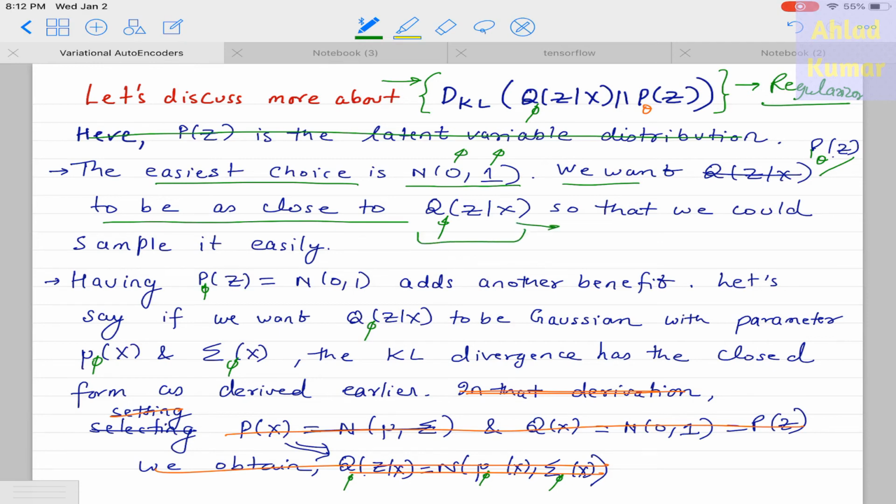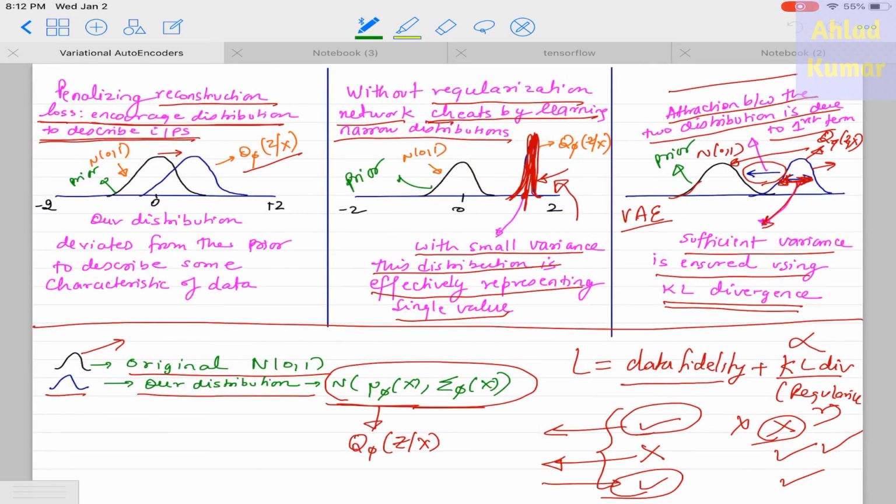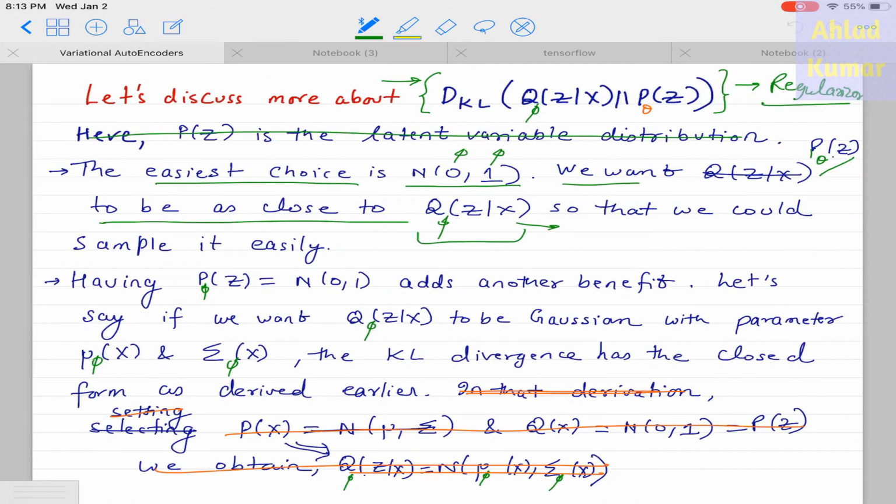So we want this to be as close to p theta of z. Why do we want it to be as close to p theta of z? Because as we discussed here, if that is not the case, then it will turn into a normal autoencoder, where it will learn a very small variance PDF, which is not desirable in the case of variational autoencoders. So that's why we want this to happen, that is, it has to be close to N(0, 1), having a variance not smaller than 1.